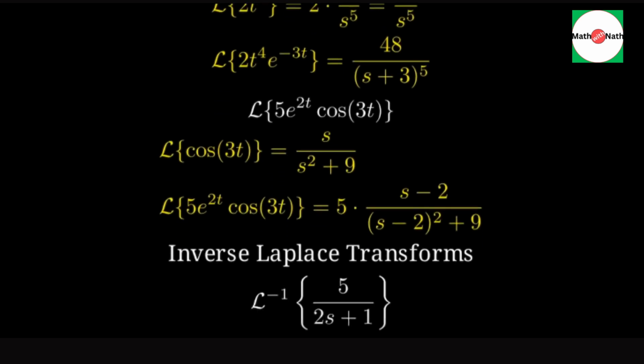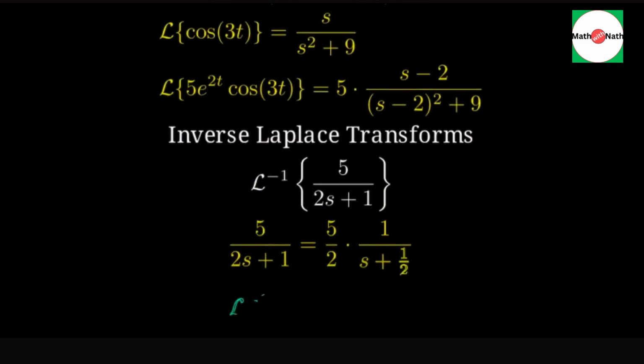Inverse example A. 5 over 2s plus 1. We want the form 1 over s minus a. Factor out the 2 from the denominator. 5 over 2s plus 1 equals 5 over 2 times 1 over s plus 1 half. So the inverse transform is 5 over 2 times e to the negative 1 half t.